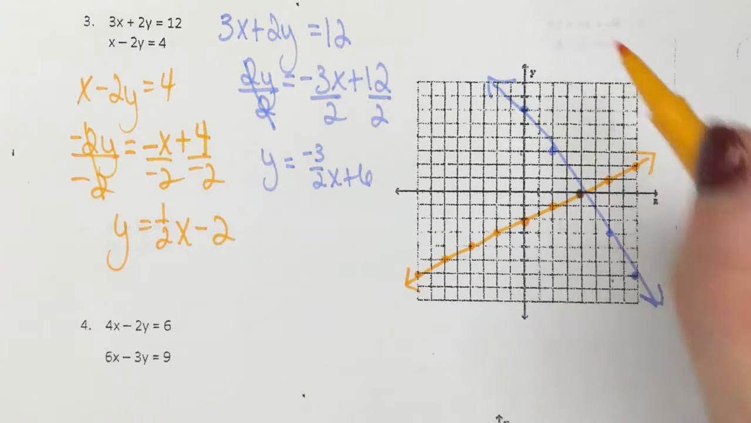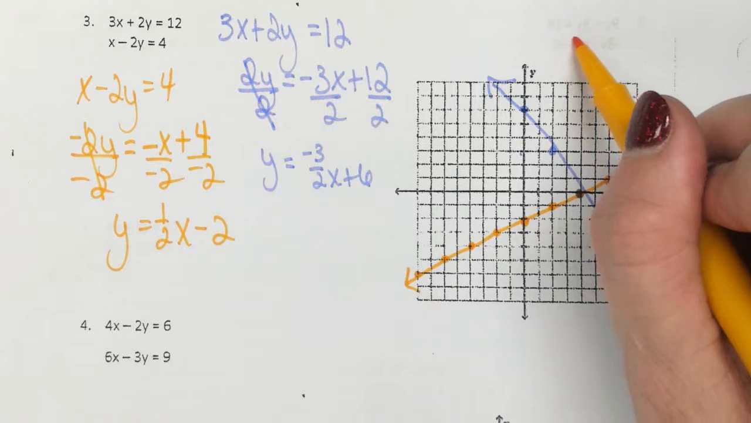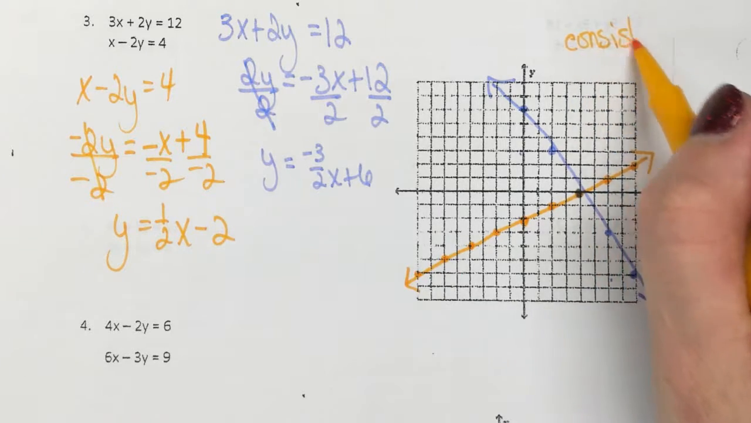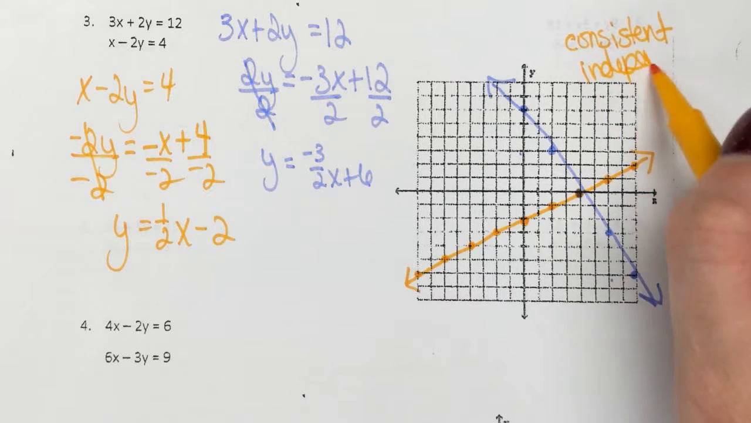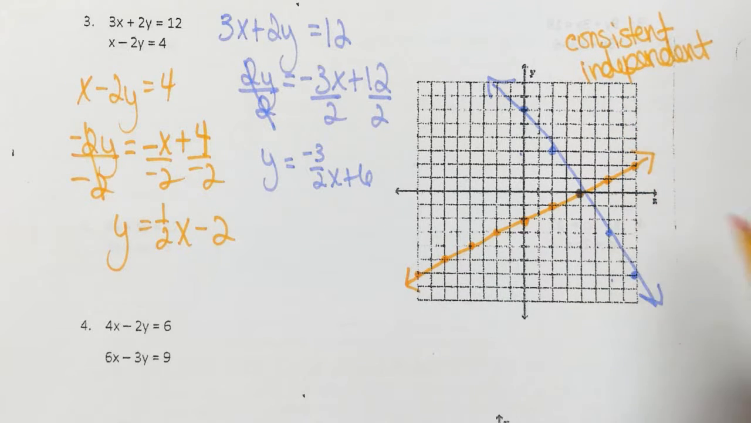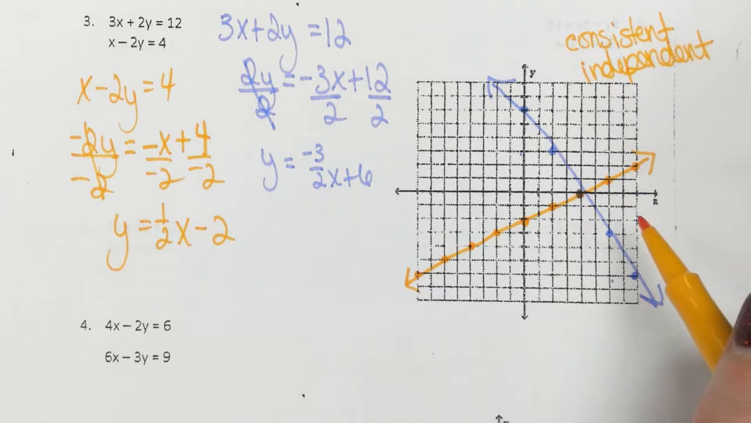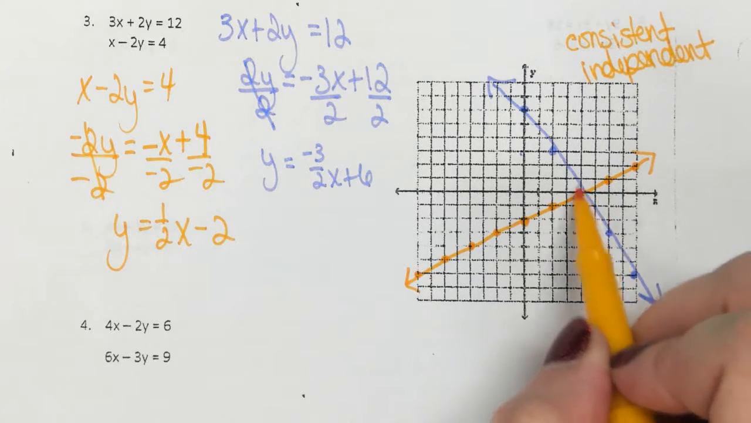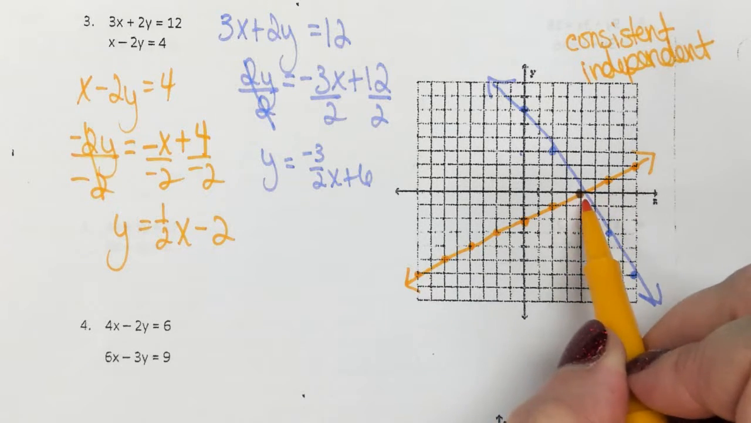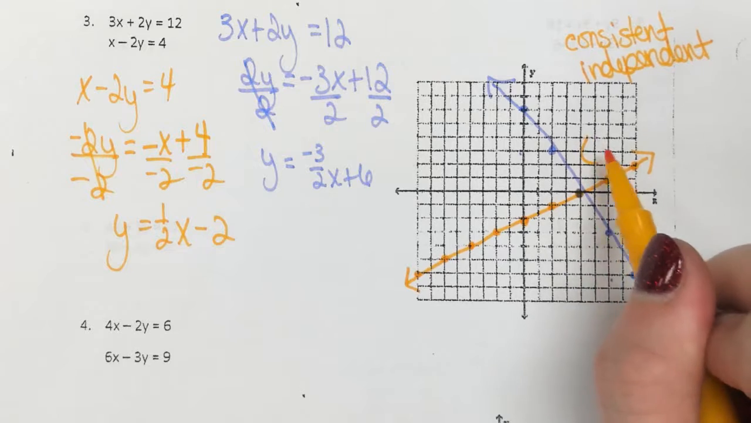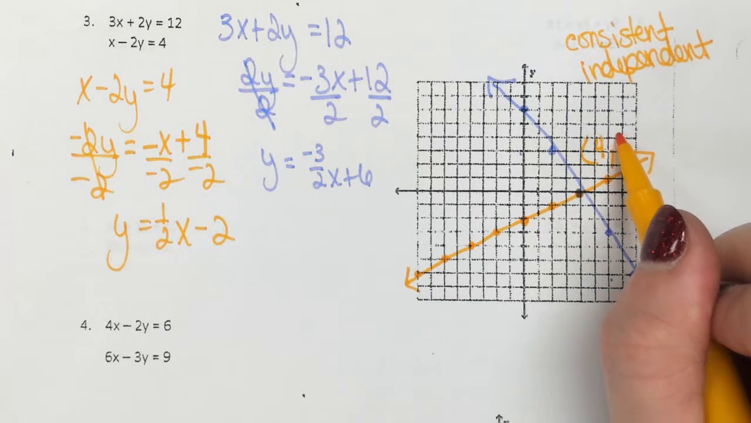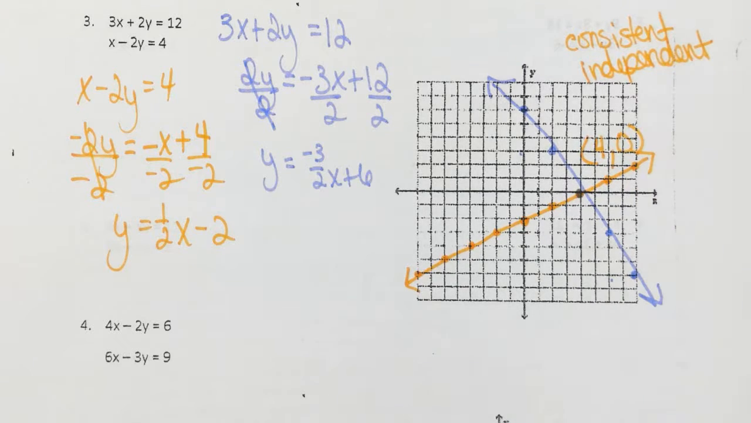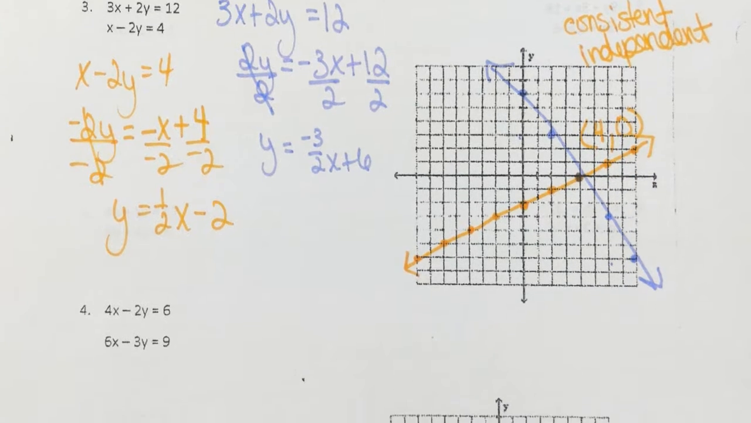Alright, so what's this one called, guys? Consistent. Independent. Very good. And so on the ACT, the main thing they're going to want is that one solution point. So what is that? 4 and what? 4 and 0. Yep, there you go. Alright, y'all can try 4. Y'all try 4 real quick, okay?